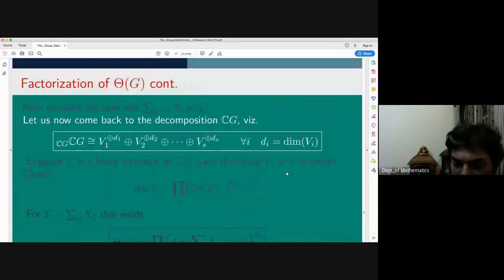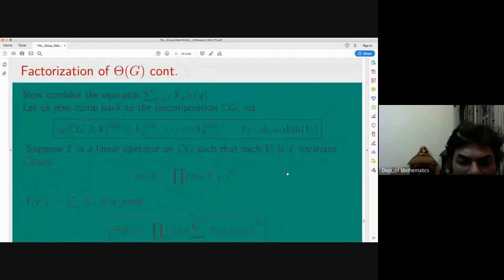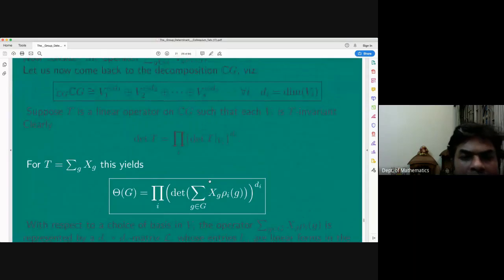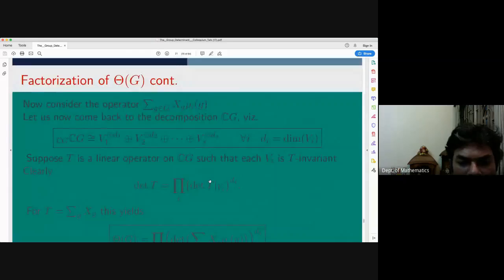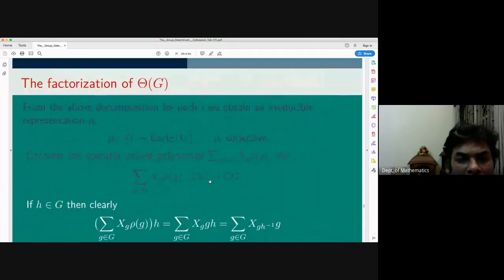Okay. So for T, if you take this operator which I have been talking about, this sum of xg rho g. Rho we have fixed to be the regular representation, which means that G is acting on CG by left multiplication, and G varies over all the elements of the group, and the operator T is the sum of xg rho g. And already we have noted that if we take its matrix with respect to the space CG, then we get the group matrix.